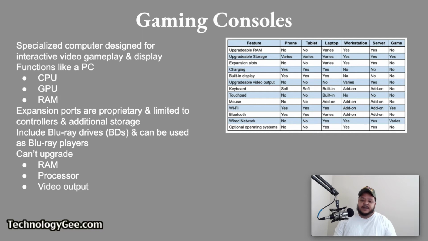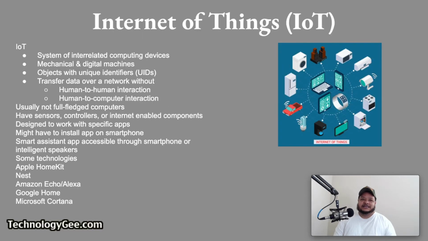All right, let's talk about the Internet of Things, ladies and gentlemen. The Internet of Things is a system of interrelated computing devices, mechanical and digital machines, and objects that are provided with unique identifiers and the ability to transfer data over a network without requiring human to human or human to computer interaction.